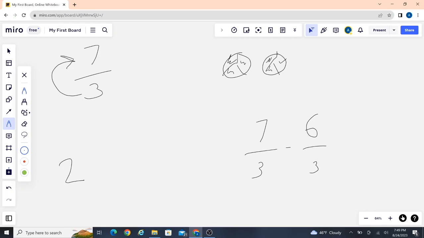Or a much easier way of doing that is just saying 2 times 3. 2 times 3 equals 6, and then put that 6 back over the 3. So again, that's going to give us our 6 thirds. So now we're just saying 7 thirds minus 6 thirds. That's just going to equal 1 third. So what we are left with is 1 third. 7 thirds is the same as 2 and 1 third.